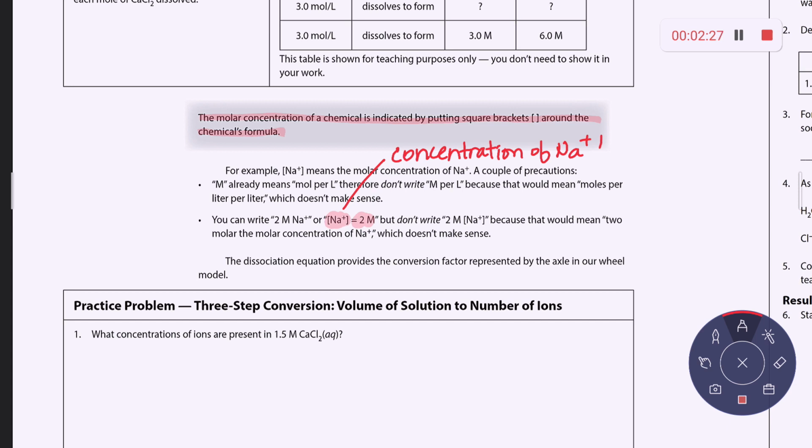Okay? So in the practice problem at the bottom of the page, it says, what concentrations of ions are present in 1.5 molar calcium chloride? All right, so what ions are going to form? You tell me. When calcium chloride dissolves, what do I form? And give me the charge. Look at your nomenclature periodic table.